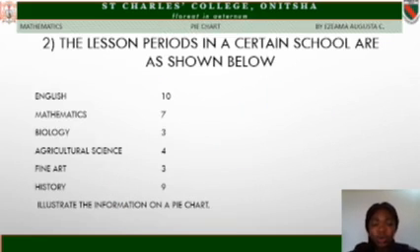Question 2. Example 2. The lesson periods in a certain school are as shown below. English has a lesson period of 10, mathematics 7, biology 3, agricultural science 4, fine art 3, history 9. Illustrate this information on a pie chart.